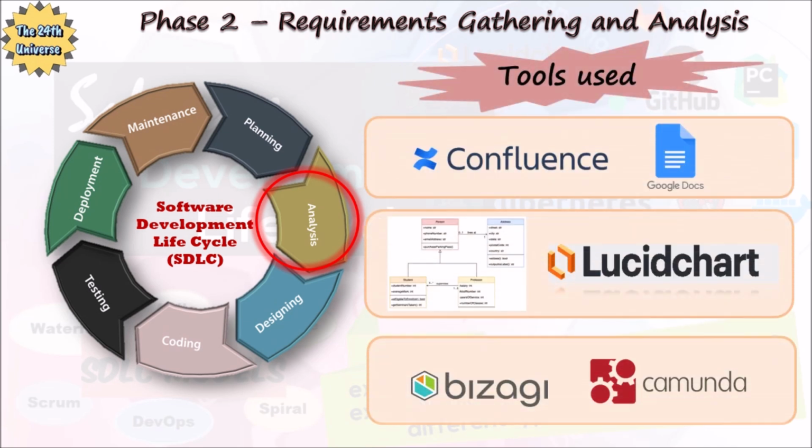The tools used here in this phase are Confluence or Google Docs for documenting requirements, UML diagrams using draw.io or Lucidchart to visually map system behavior, and business process modeling tools like Visagio or Camunda to model workflows.